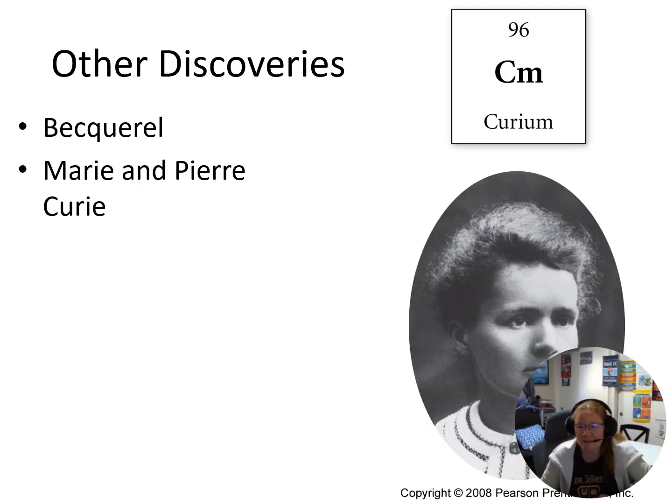Okay, we also were able to figure out things about radioactivity, so we credit that to Marie Curie. So Marie figured out the becquerel, which is a standard unit for radiation, and curium was named after Marie Curie.